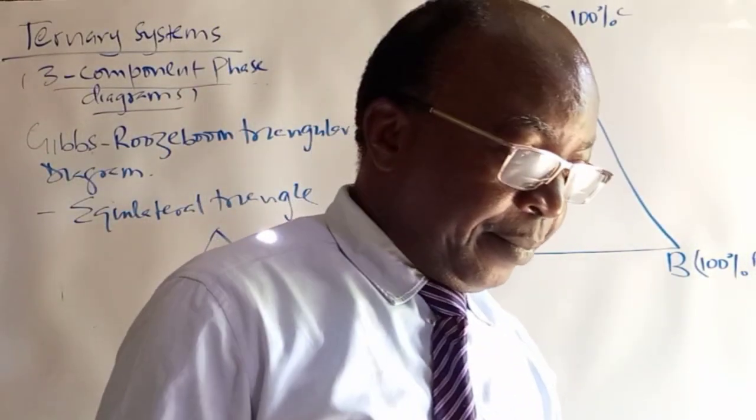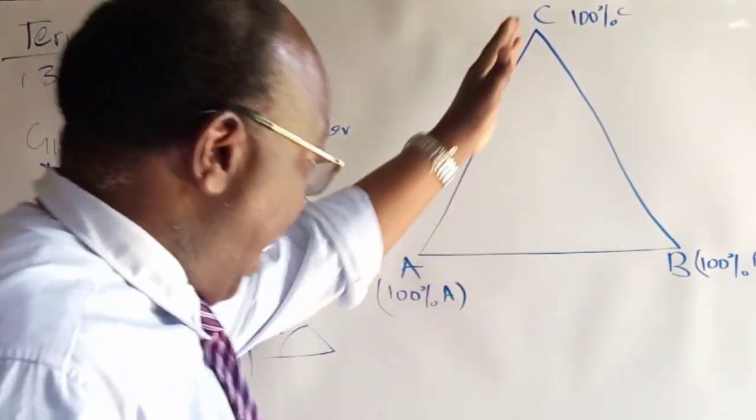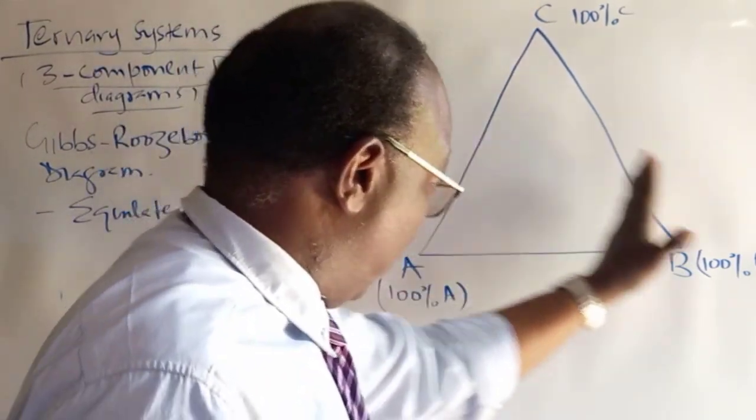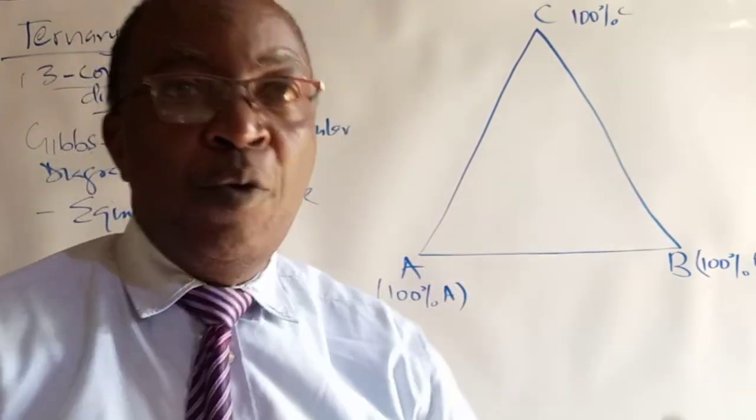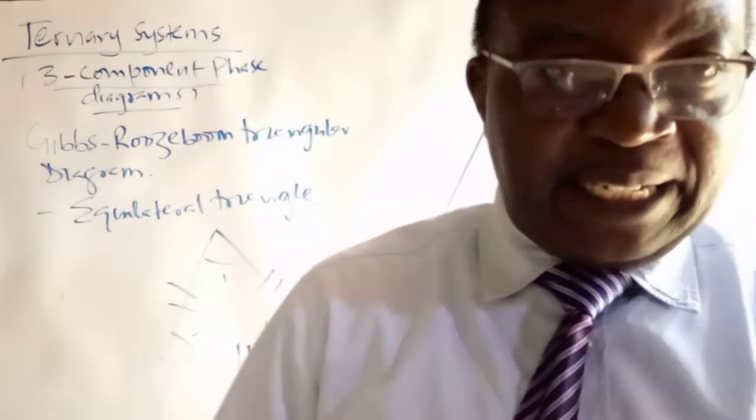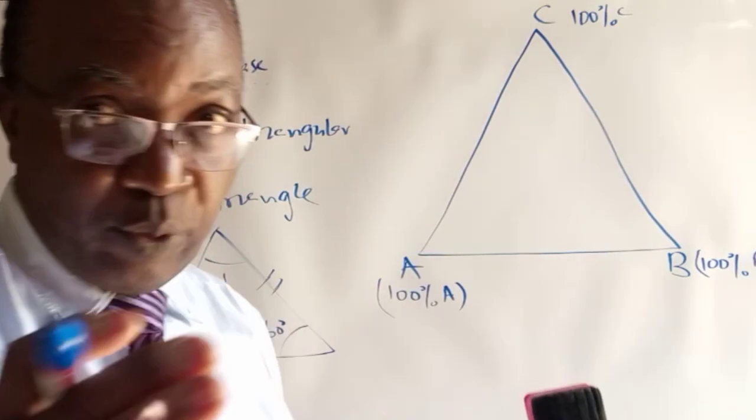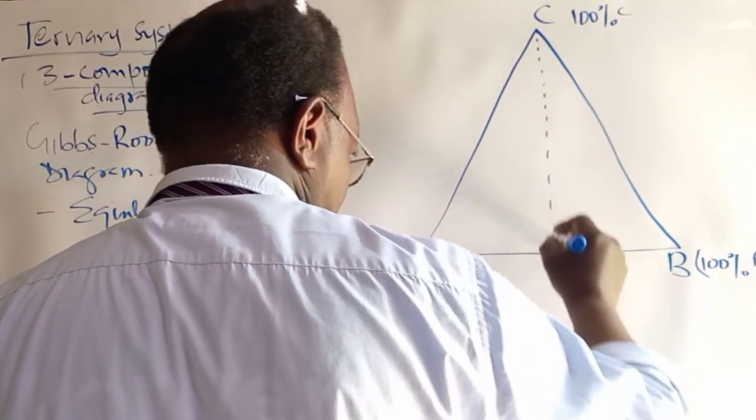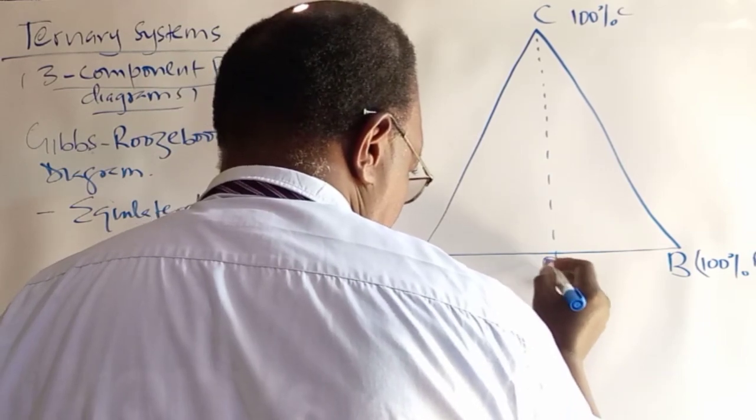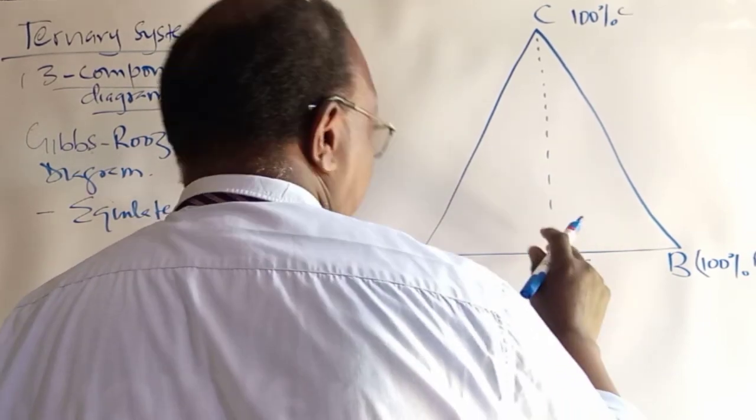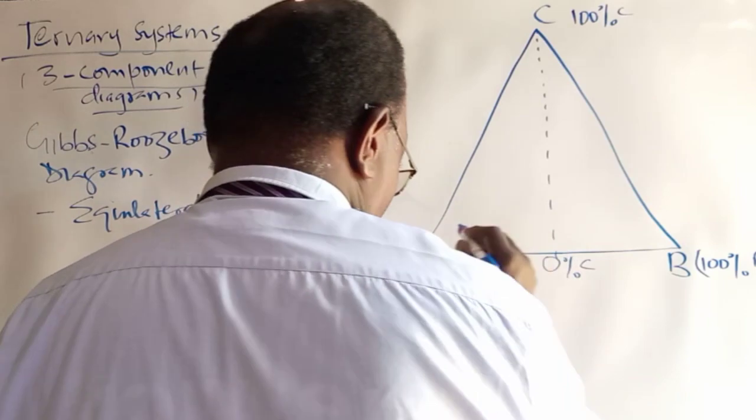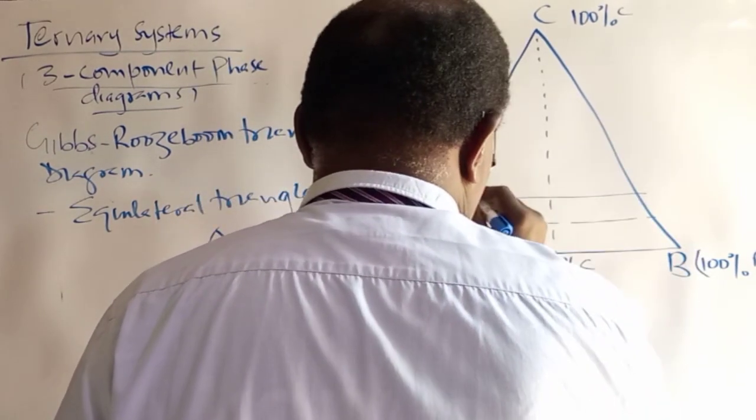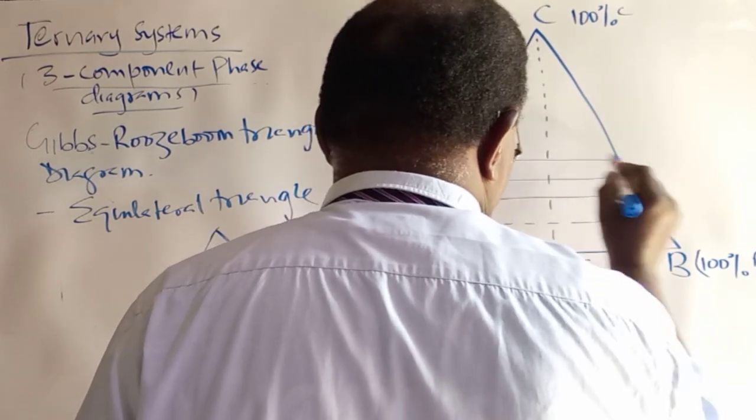So, if now we are talking of 100% of C, 100% of B, 100% of A, how do we represent the other percentages? First of all, think of it this way in your mind, that you have a straight line. That is 0% C, this point. And that's 100%. So we can draw segments, so that we have up to 100%.